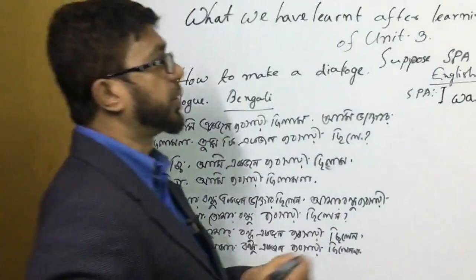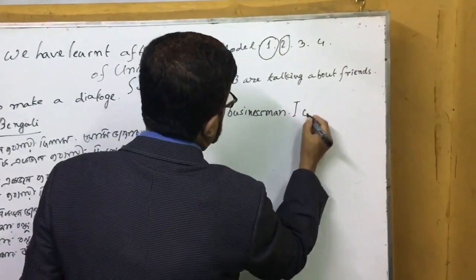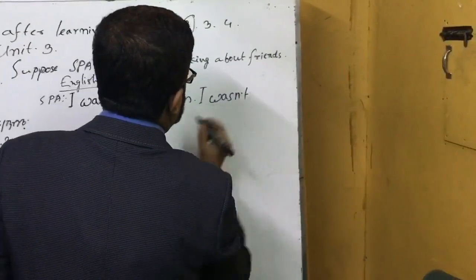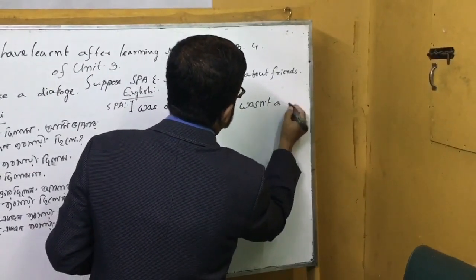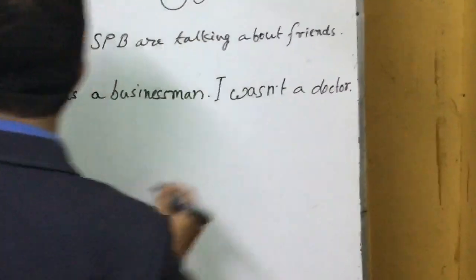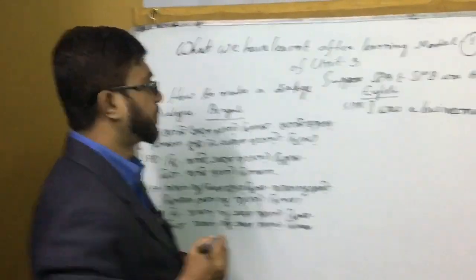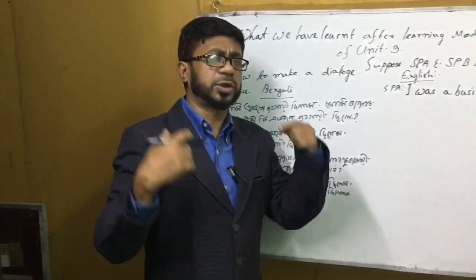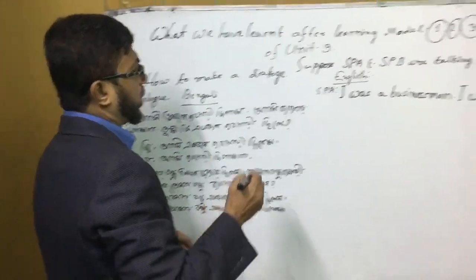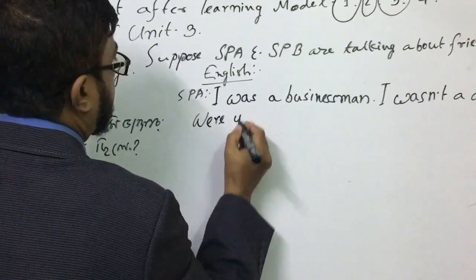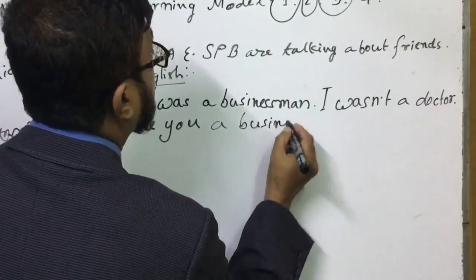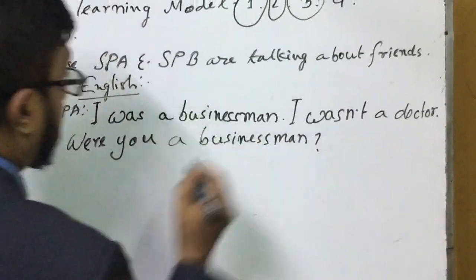"Ami ডাক্তার ছিলাম না." This is from Model 2, negative sentence. I was not a doctor. "আমি একজন ডাক্তার ছিলাম না." I was not a doctor. "তুমি কি একজন ব্যবসায়ী ছিলে?" This is from Model 3, question sentence in interrogative form. Try to remember the structure. "তুমি কি ... ছিলে?" Were you a businessman?